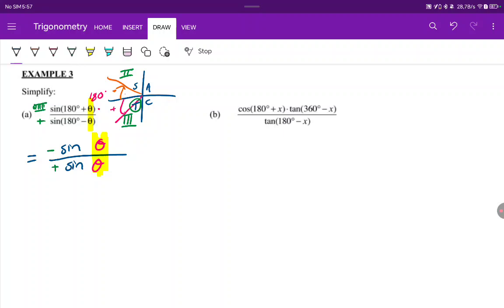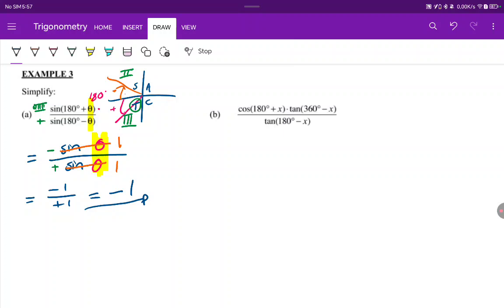Now, can you simplify? Yes, you are able to. At this point, you can cancel. Sine of theta cancels out with sine of theta. Those two are identical. That leaves us 1 over 1. So basically, this is negative 1 over positive 1, which is equal to an answer of negative 1. That is our first question.